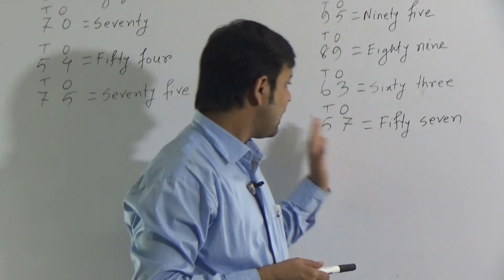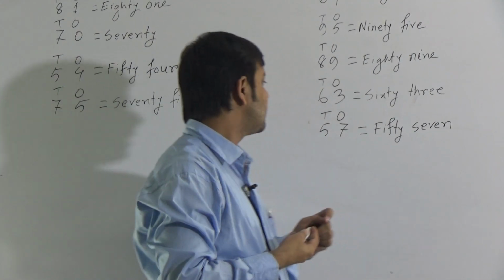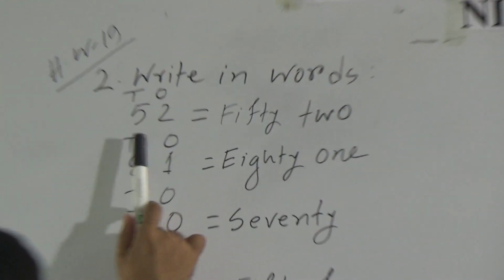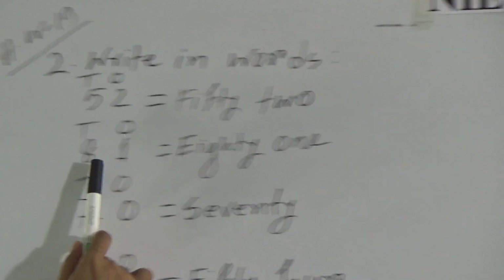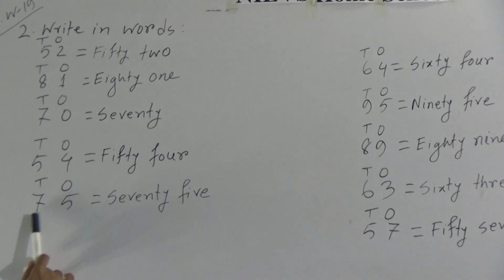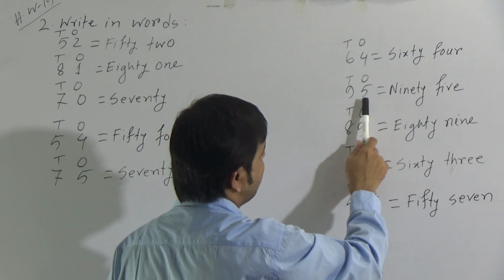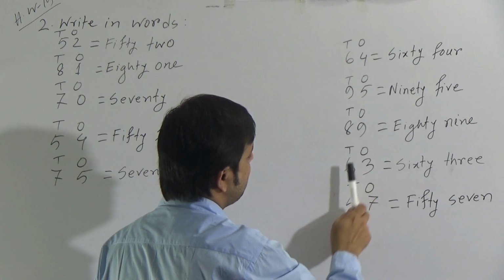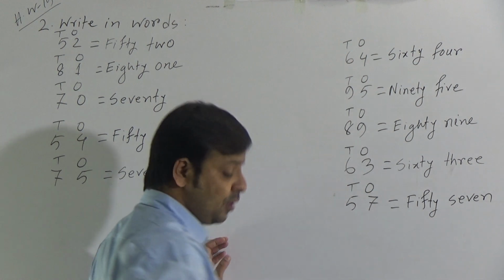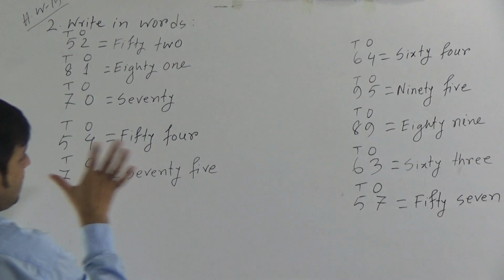Okay, dear students, I have taken this type of class before. This is the repeated class. Dear students, again I will say the numbers. This is 52, 81, 70, 54, 75, 64, 95, 89, 63, 57. Dear students, I hope you have understood our today's topic and do this as your homework.